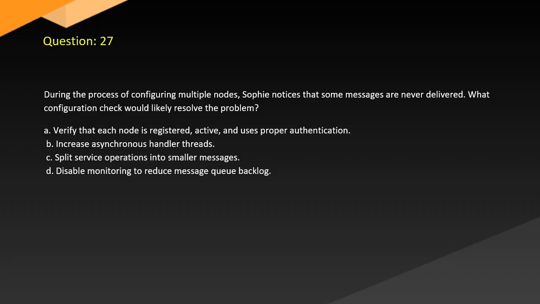Question 27. During the process of configuring multiple nodes, Sophie notices that some messages are never delivered. What configuration check would likely resolve the problem? A. Verify that each node is registered, active, and uses proper authentication. B. Increase asynchronous handler threads. C. Split service operations into smaller messages. D. Disable monitoring to reduce message queue backlog.